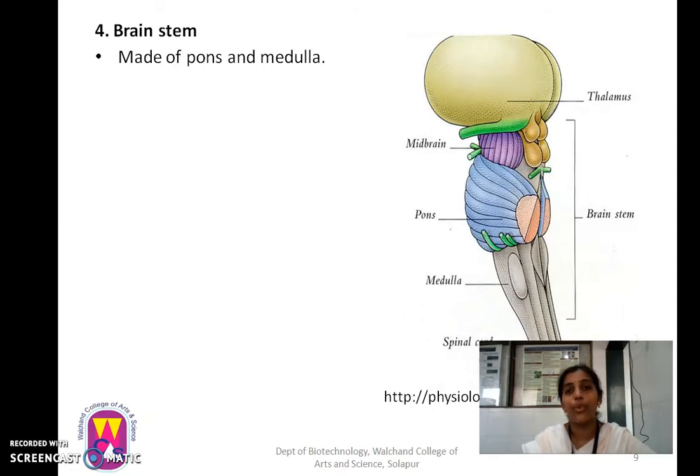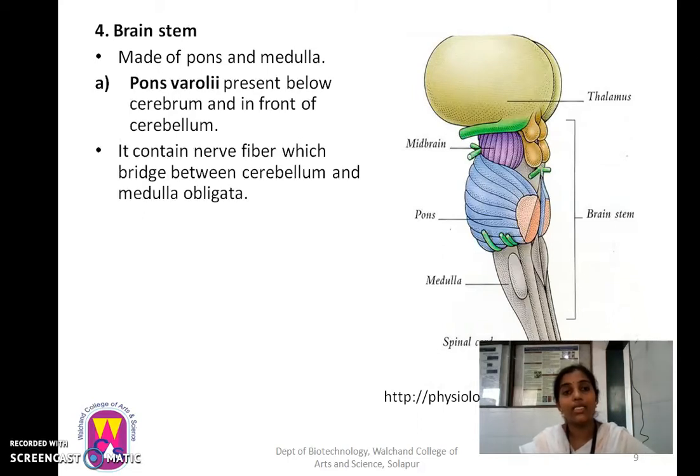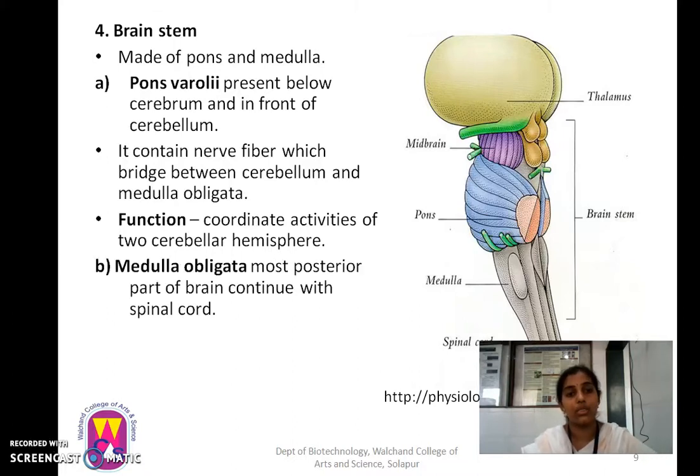It is made up of the pons varolii and the medulla. Here, the pons varolii is present below the cerebrum and in front of the cerebellum. It contains nerve fibers which bridge between the cerebellum and the medulla oblongata. So the pons varolii connects the cerebellum and the medulla oblongata of the brain. What is the function of the pons varolii? It coordinates the activities of the cerebellar hemispheres.